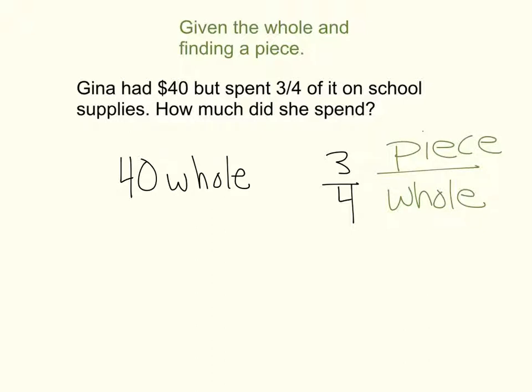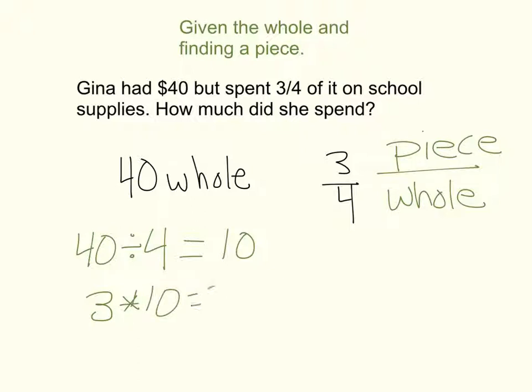So my 40 is the whole. Which number are we going to start with using, the 3 or the 4? We start our operations with the whole because it matches what our number represents. So we take 40, we divide first, divide it by 4 equals 10, and then we need to use the rest of the fraction and we multiply by the piece. 3 times 10 equals 30.